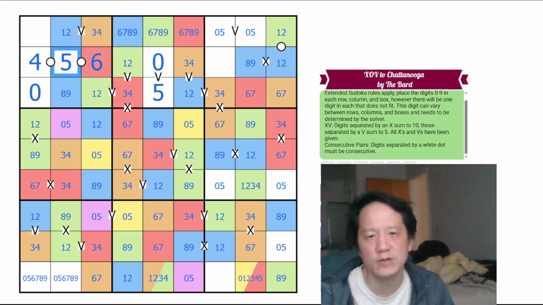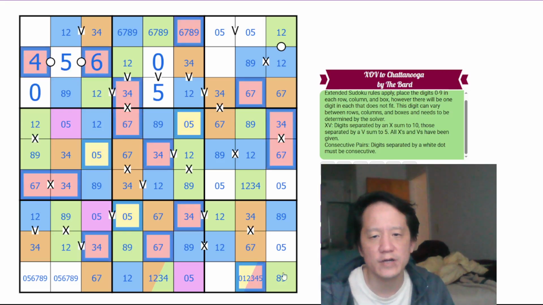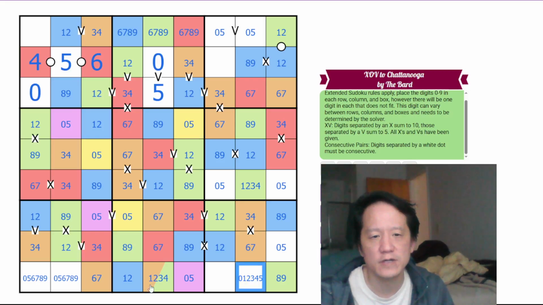This cannot be the orange high. This is 4, 5, 6. Therefore, this is the red low. Huh. I don't know how I got it backwards. Anyways.